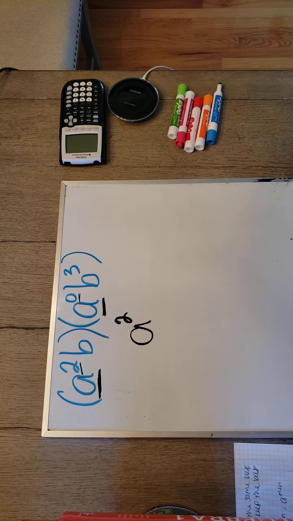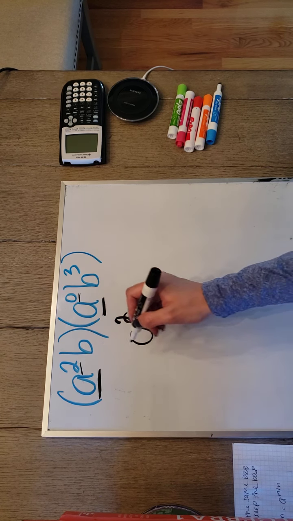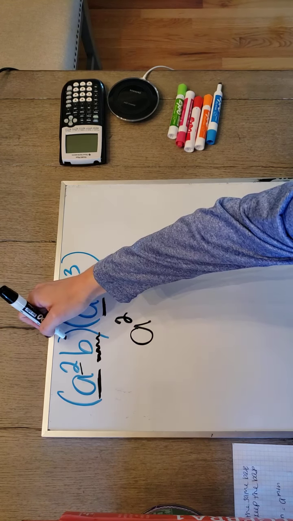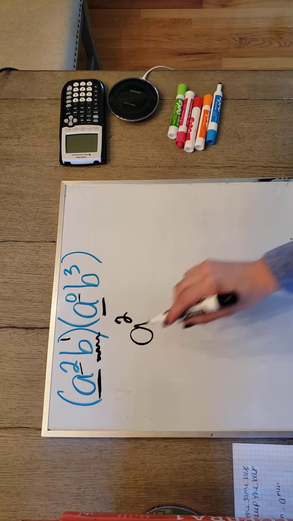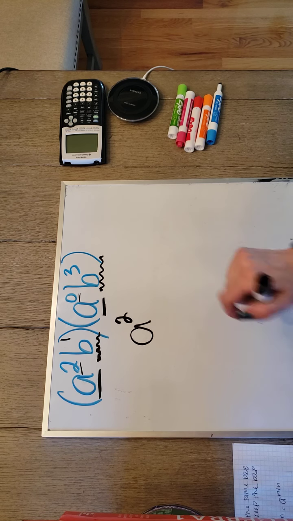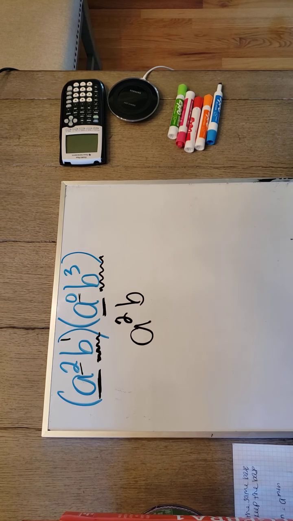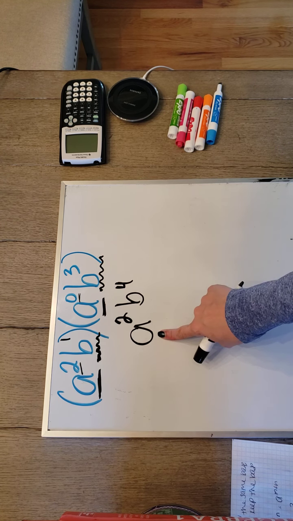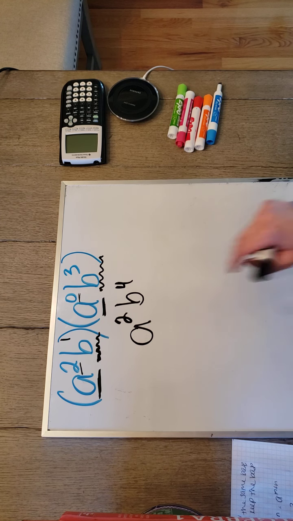Now move to your next one. We have a b. We notice that b doesn't have an exponent, so what do we have to put there? A 1. Is there any other b in this expression? Yes, there is. So we have b. Add your b exponents. 1 plus 3 is 4. So your final expression is a squared b to the 4th.